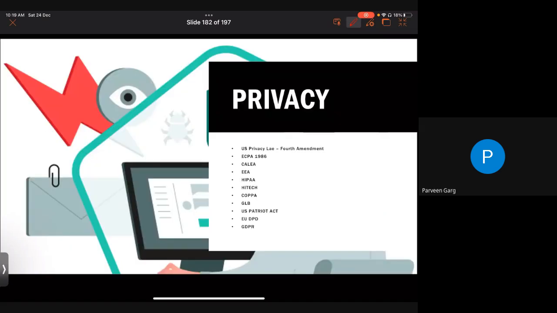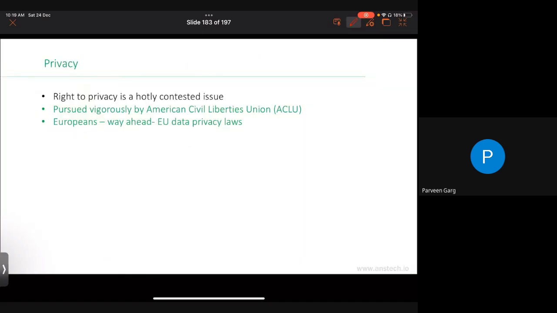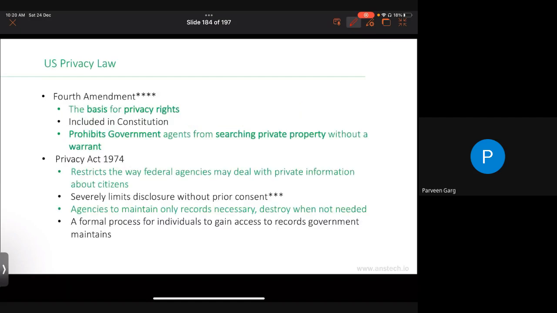Now we will deal with privacy. Privacy is one of the most hotly debated topics today, and it is vigorously pursued by a lot of organizations all over the world. Even Google's CEO had to answer questions to US Congress. So how do you protect privacy in the US? It is specific to US and EU. It is not specific to any other country.